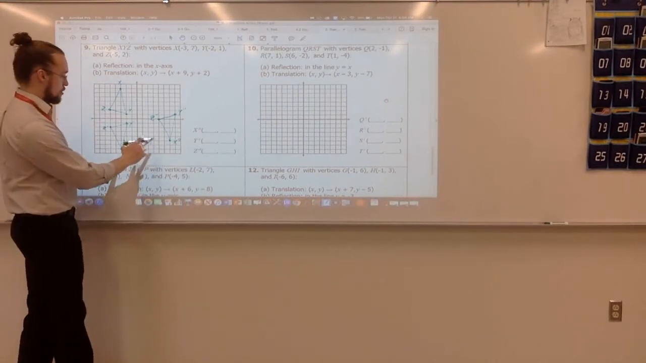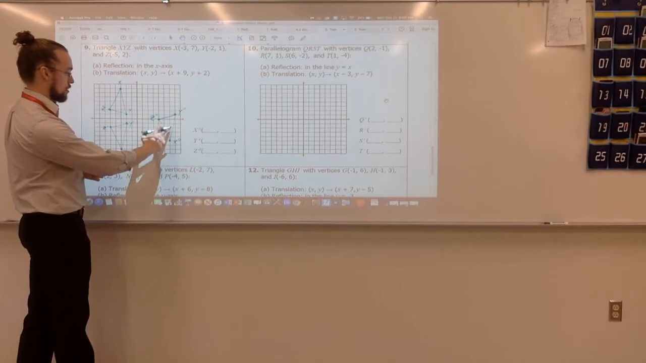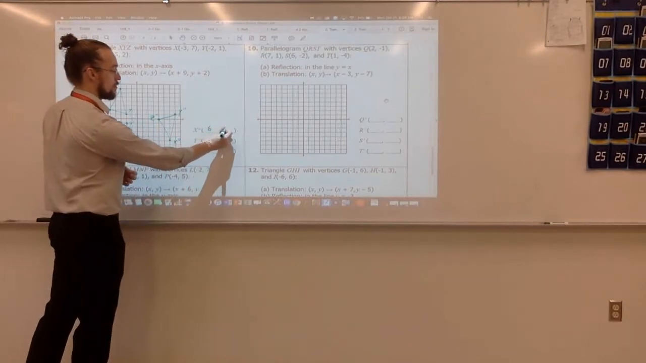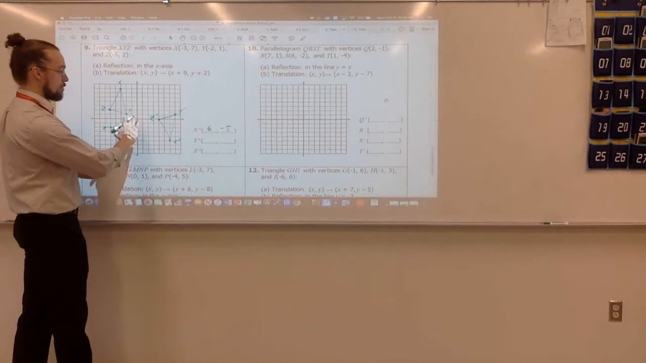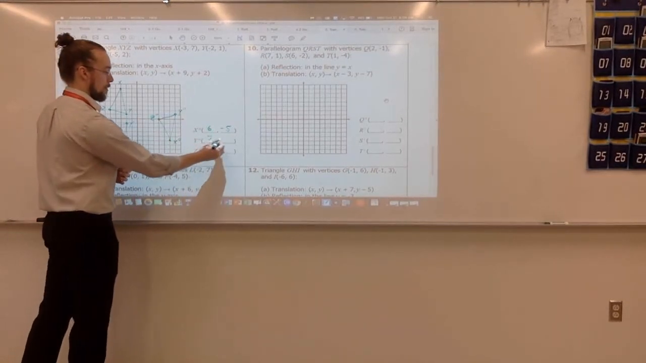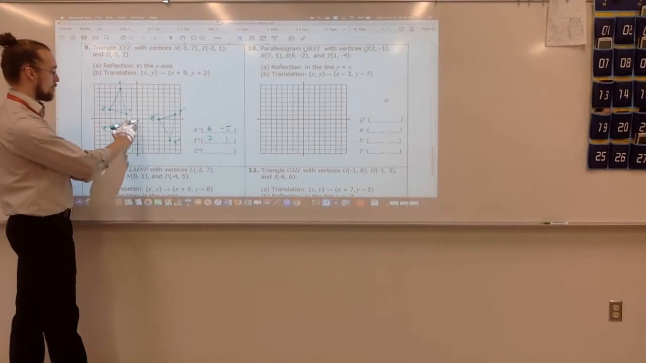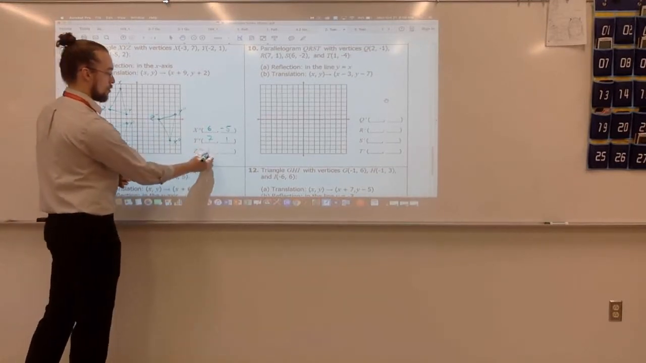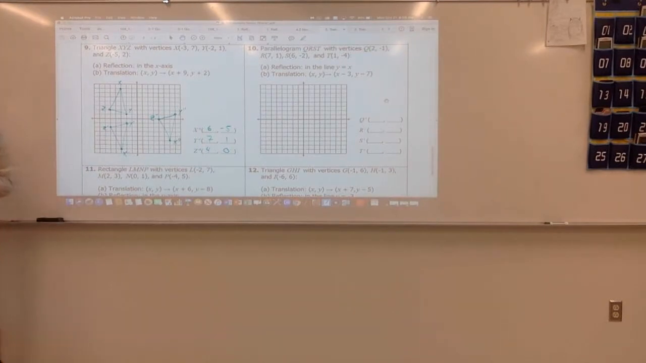So those coordinates are, let's see, X double prime is at 6, negative 5. Y double prime is at 7, 1. And Z double prime is at 4, 0. Okay, so we're just combining the two ideas that we've talked about so far for transformations, reflections and translations. Questions? Okay, let's take a couple of minutes and try some of these.